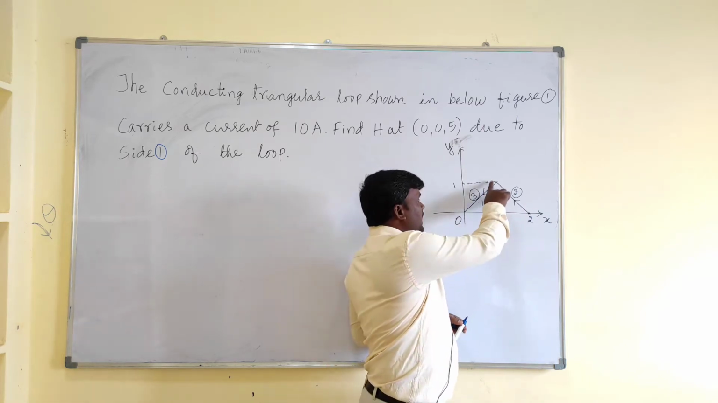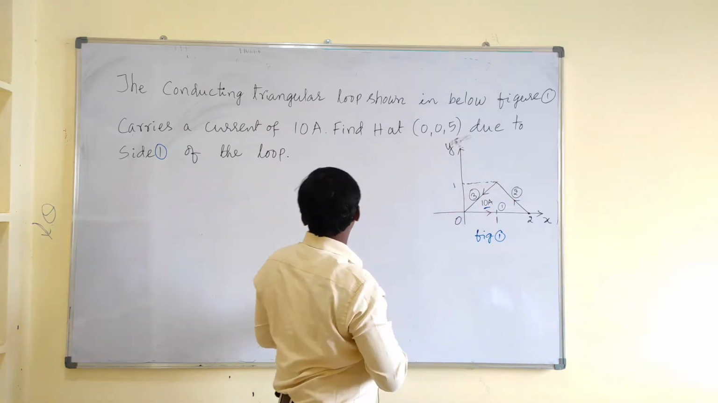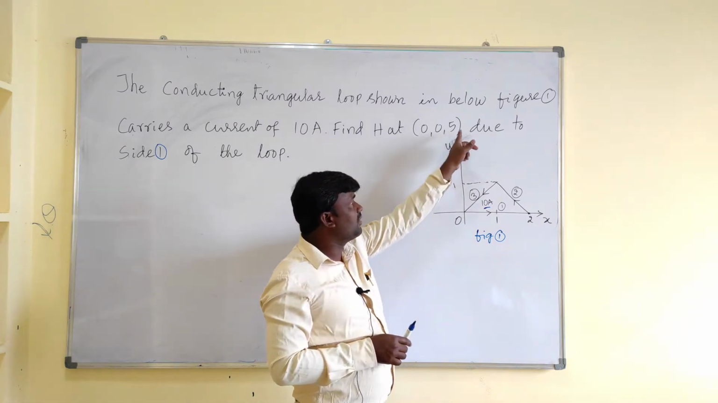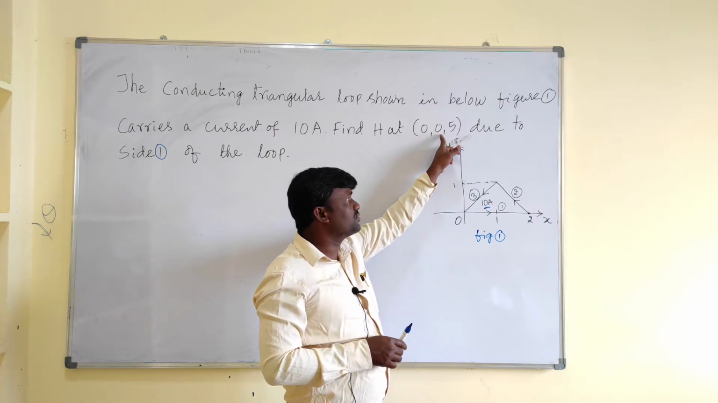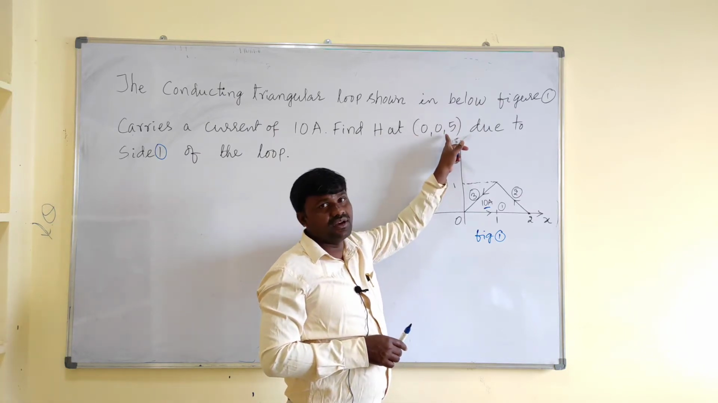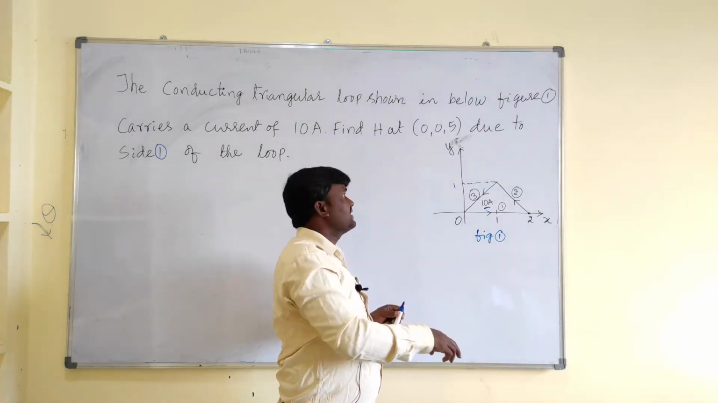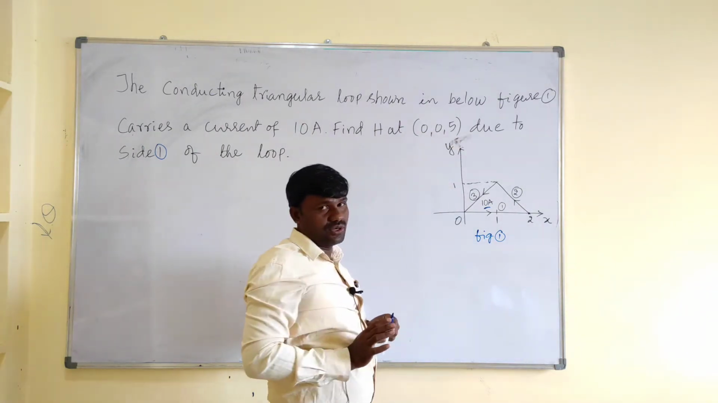This loop carries a current of 10 amps. We need to determine the H at (0, 0, 5), meaning x equals 0, y equals 0, and we have a finite value of z equal to 5. We need to find the H along the z axis at this point, that is (0, 0, 5).